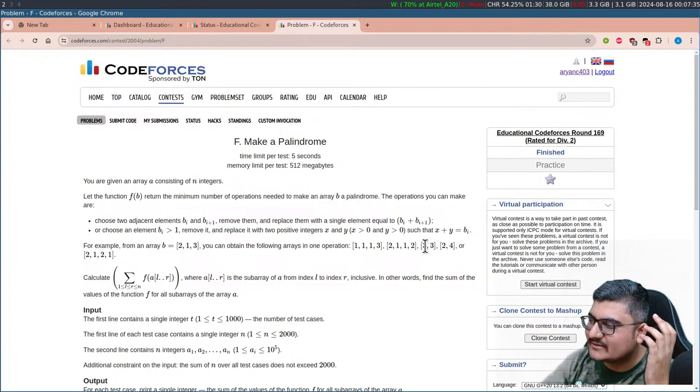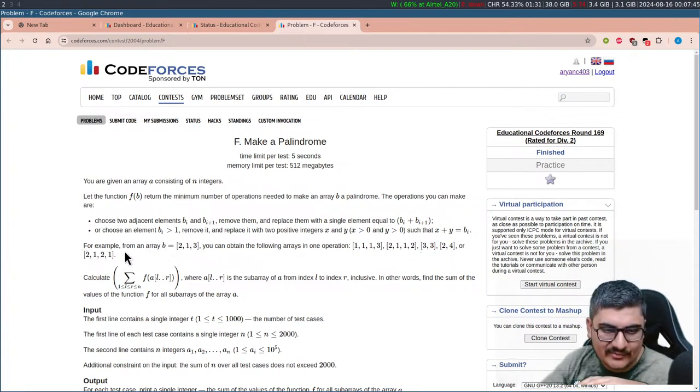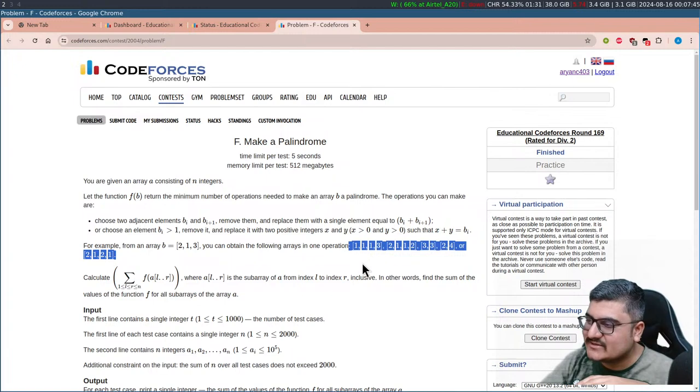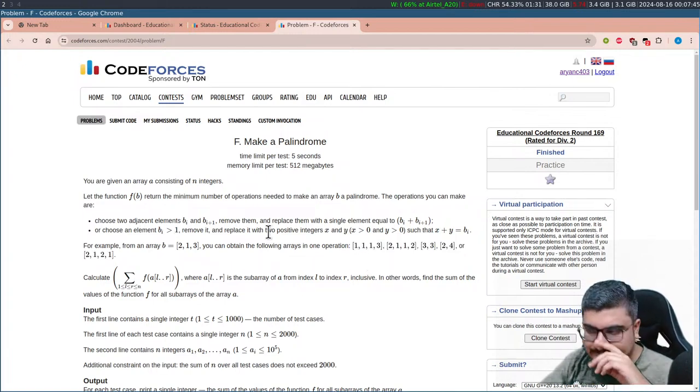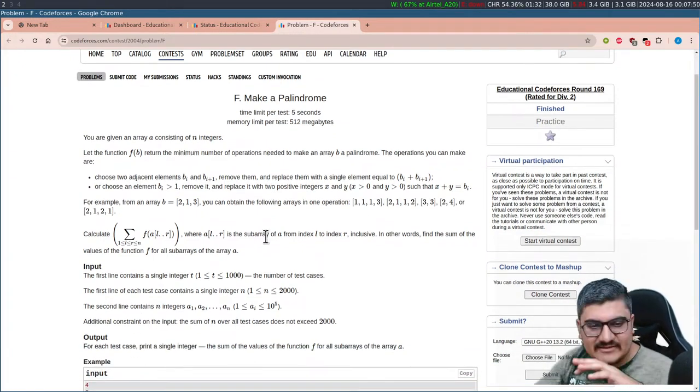So in that case, you would get 3 and 1. In 3, you can split it as 1 and 2 or 2 and 1. If you split it as 1 and 2, this is the next array you would get. Or if you split it as 2 and 1, this is the next array we would get. So these are the 4 arrays we can get after doing one operation there. That is the first statement.